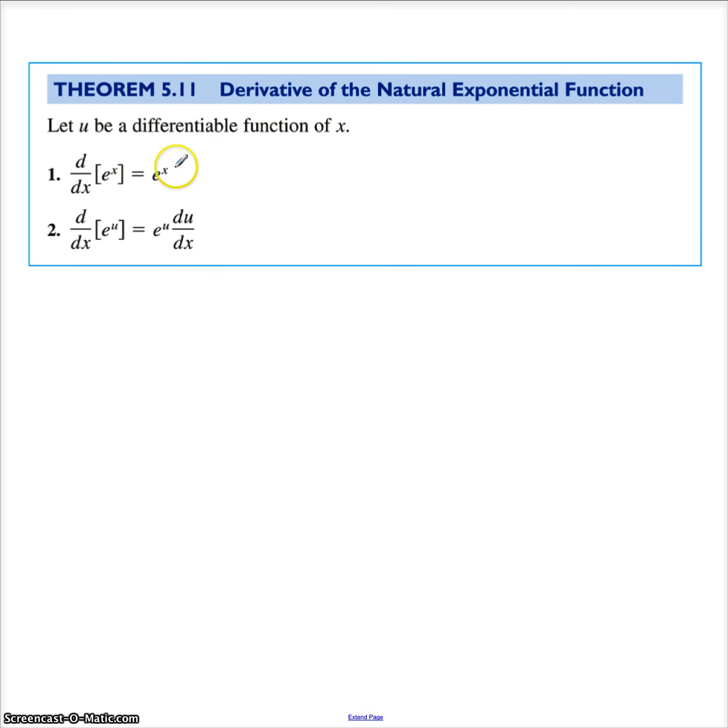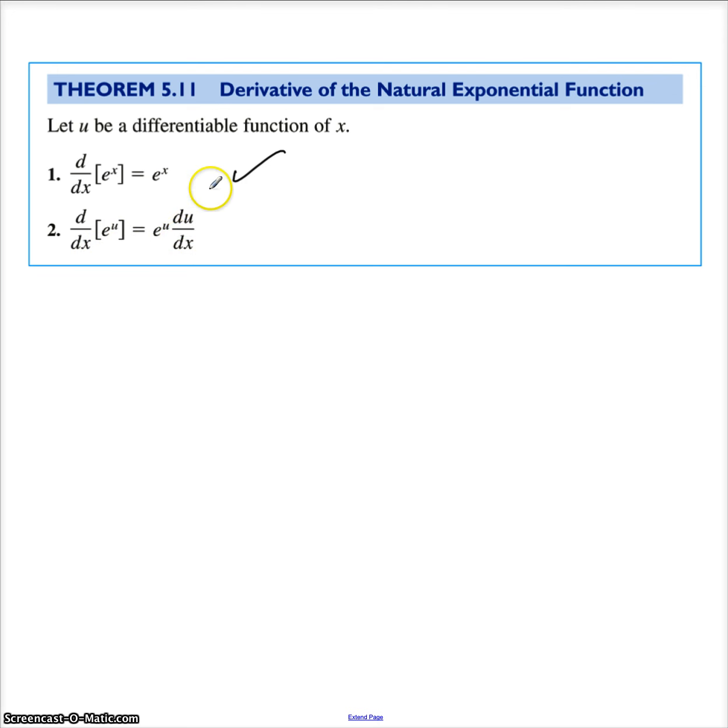Now let's look at the derivatives. You're going to love these. After all of the awful derivatives I've shown you, you're going to really like this one. The derivative with respect to x of e to the x is e to the x. Can you remember that one? And the derivative with respect to x of e to the u is equal to e to the u times du dx.